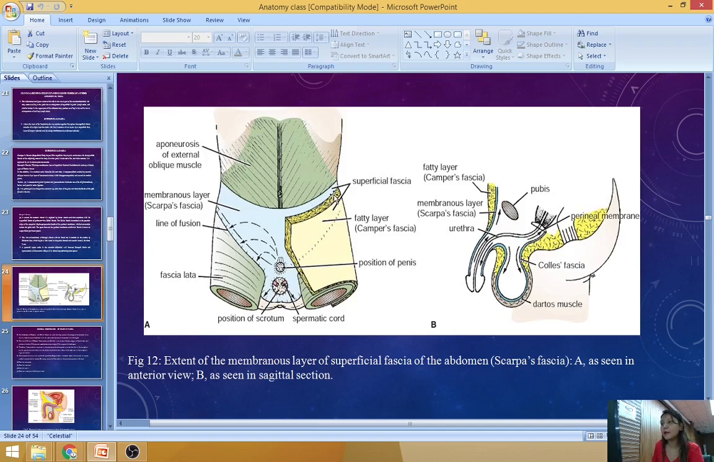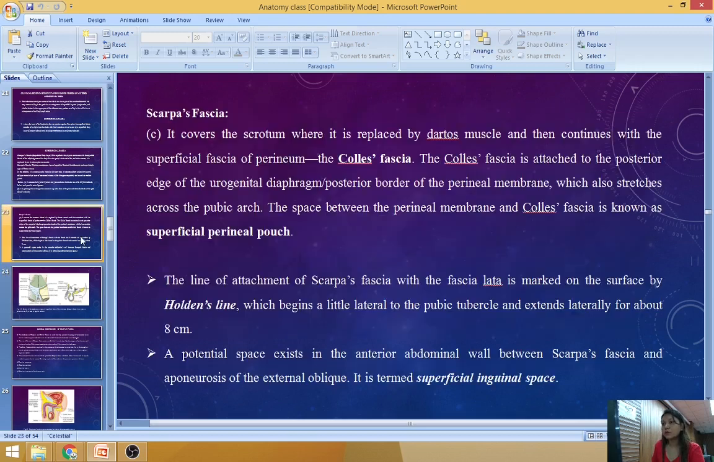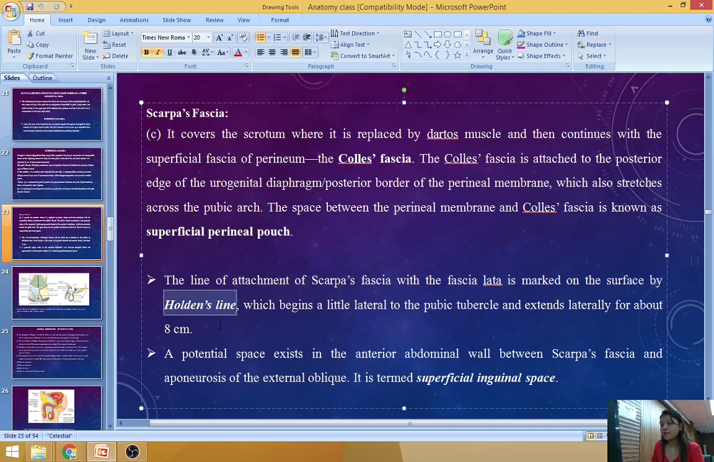Here also you can see in this diagram the superficial fascia of the abdomen. Below the anterior superior iliac spine it is divided into two, that is the Camper's fascia and the deep membranous layer. The blue color is Scarpa's fascia, the deep membranous layer, and the yellow color is Camper's fascia. Now, very important, the line of attachment of Scarpa's fascia with the fascia lata is marked on the surface by Holden's line. It is asked in the viva, what is Holden's line? It begins a little lateral to the pubic tubercle and extends laterally for about 8 cm. A potential space exists in the anterior abdominal wall between Scarpa's fascia and the aponeurosis of the external oblique, and this is termed the superficial inguinal space.